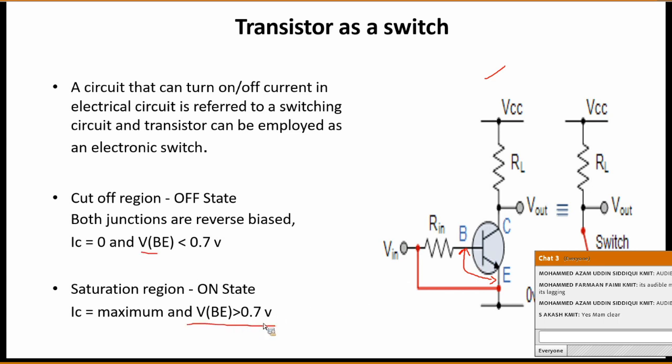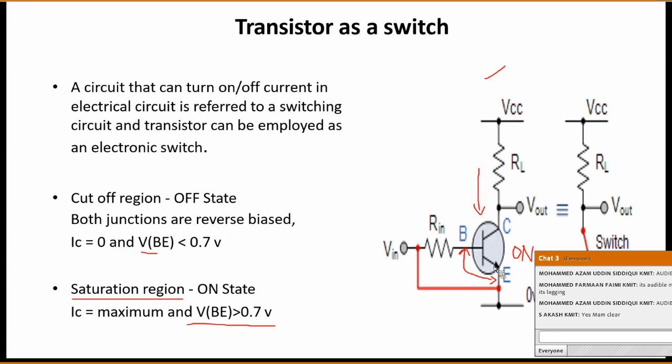If the input voltage is equal to or greater than 0.7 volts, then the transistor will be on. This on state is called the saturation region or saturation mode, meaning the transistor is operated under saturation mode. Now I'm telling the output. If the transistor is in the on state, that is, in saturation mode, what will be the output?